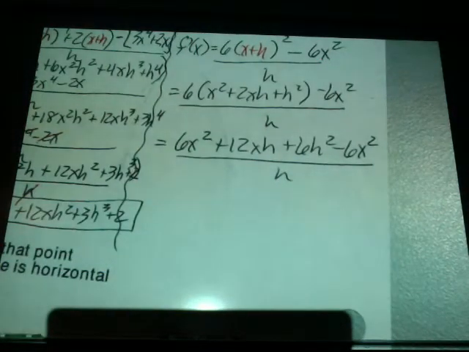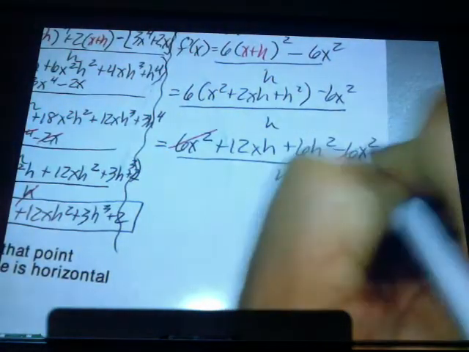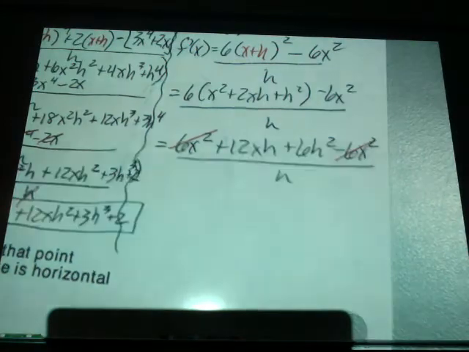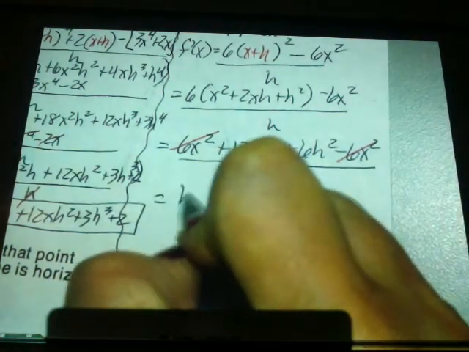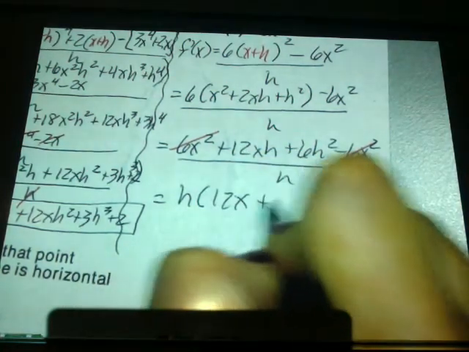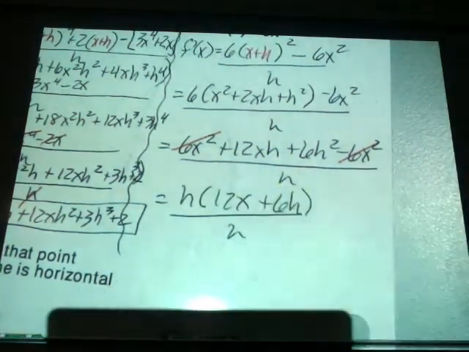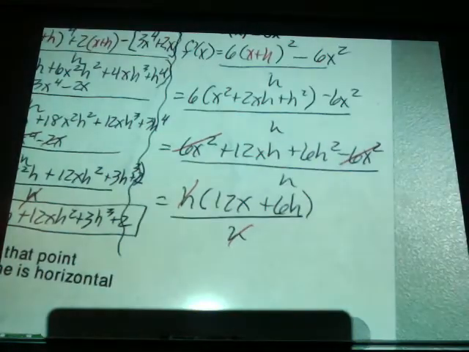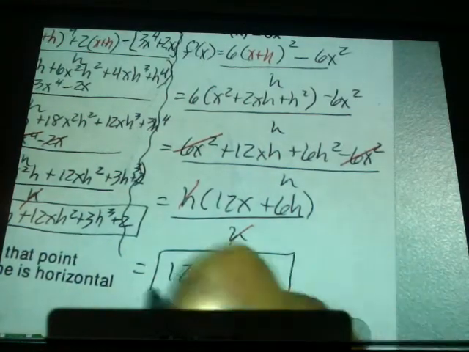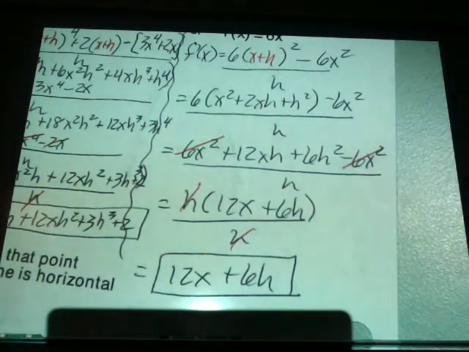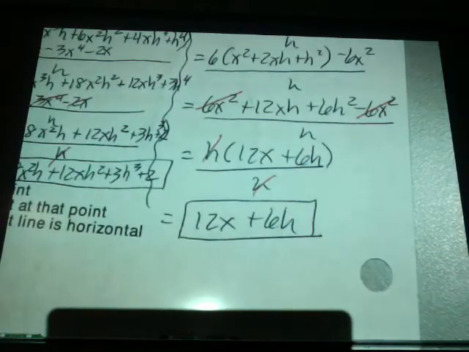Now what do you do? Cancel. Sean, are you with me yet? Factor out your h. H times 12x plus 6h all over h. Your h's cancel. And we're left with 12x plus 6h. Right? No different. All right, so how are we going to use that?